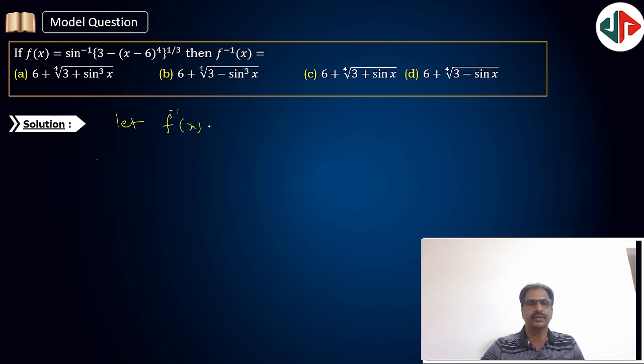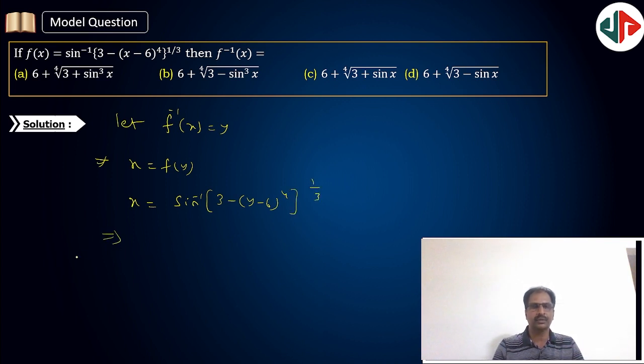Let f inverse x is equal to y, which implies x will be f of y. What will be f of y? Sine inverse of 3 minus (y minus 6) whole power 4, whole power 1 by 3. The question is finding f inverse x, which means you have to find the value of y. So from this you have to find y.